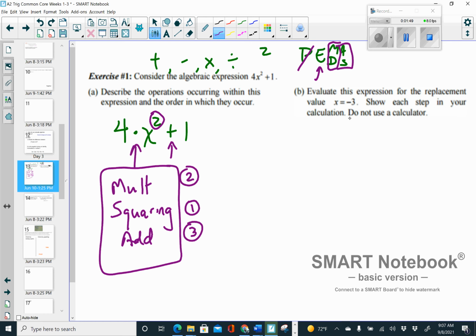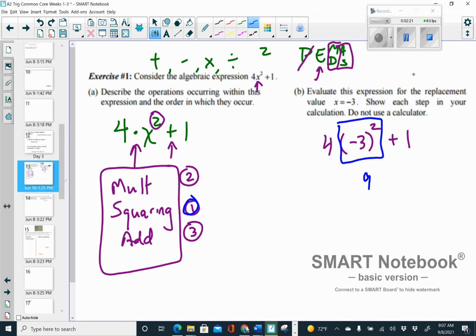Evaluate this expression for x equals -3. So I'm going to do 4 times -3 to the second power, because every time I see an x here, I'm plugging in -3, and then I'm going to add 1 to that. So remember, the order is to do squaring first. So operation number 1 is squaring. So we're going to do this part right here first. So -3 squared, -3 times -3 is +9.